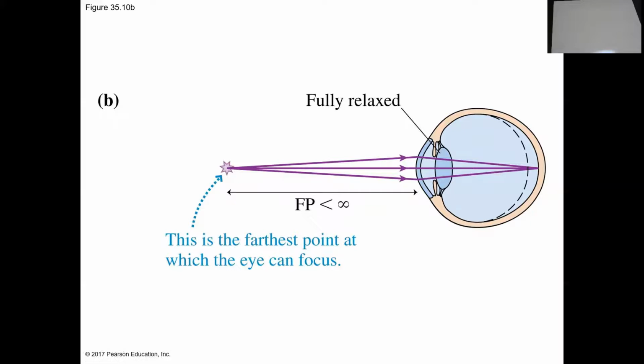Okay, so what is the far point for a normal eye? How far out can an object be for a normal eye and still be focused on the retina? Infinity. A normal eye can focus something that's super far away. Somebody who's nearsighted can only see things that are near. They cannot focus on things that are far. So how are we going to correct this defect?